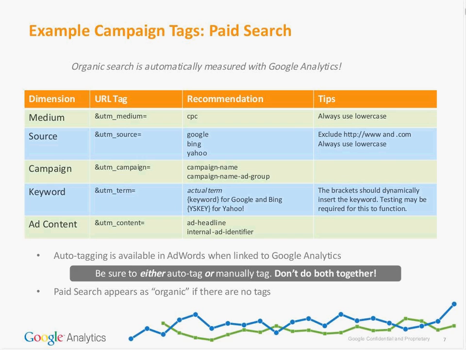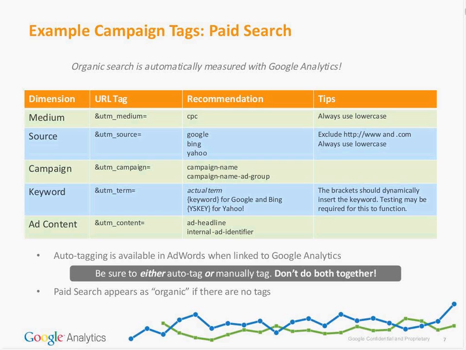For source, you'll want to make sure to exclude www and .com, and that's whenever possible, really. And you'll see actually over and over again, I recommend using lowercase. It's not that important, but it's just easier for consistency's sake. And again, what's also important about using something like CPC is that there is a paid search report within GA, and that pulls in any visitor who has the medium CPC tagged.